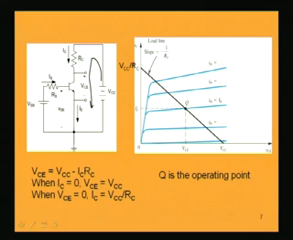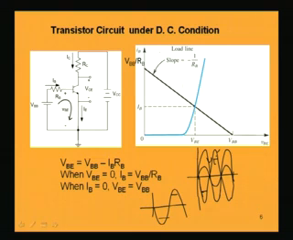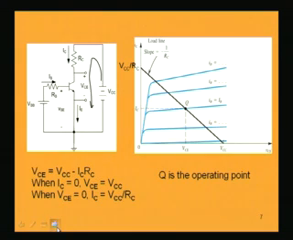Joining these 2 points, I get this load line, and for a particular IB, for that particular DC condition of the input circuit, which is determined by nothing but the resistance in the base circuit. So, for that particular IB, this is the operating point, because the output characteristic for that particular IB intersects this DC load line at this point, which is Q.